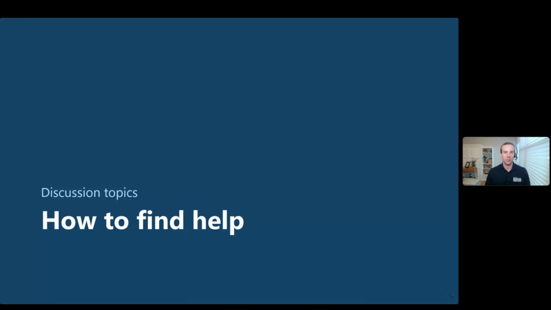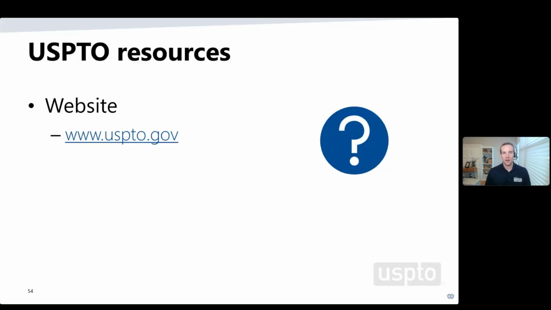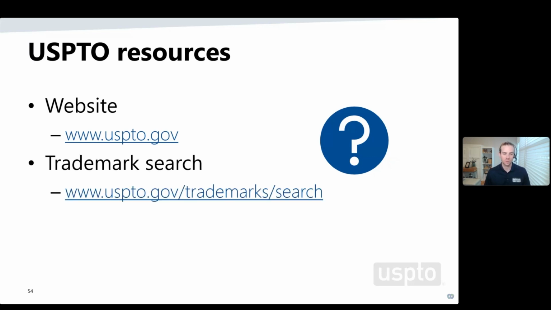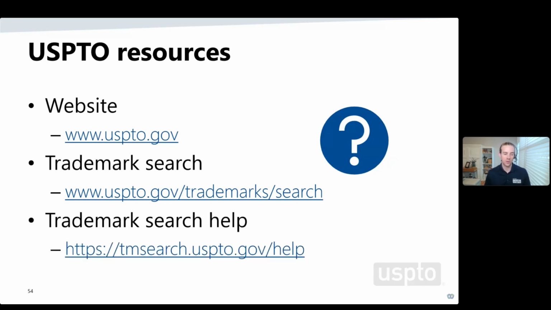How to find help. If you run into some issues with your application process in general, if you want to learn about particular aspects of the trademark application process, our website is a great place to start. You just go to that trademarks tab that I showed you. Look through there. There's a lot of great information there. If you have specific trademark search issues, you can go to the trademark search help there at the bottom.